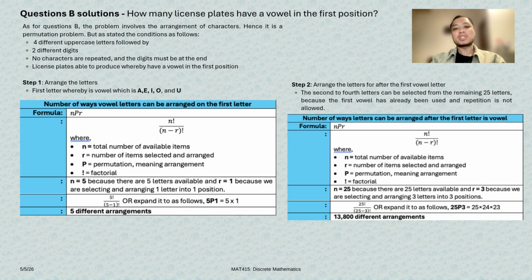So for the letter part of question B, we have 5 choices for the first vowel and 13,800 ways to arrange the next 3 letters. The digit part is calculated on the next following slide.